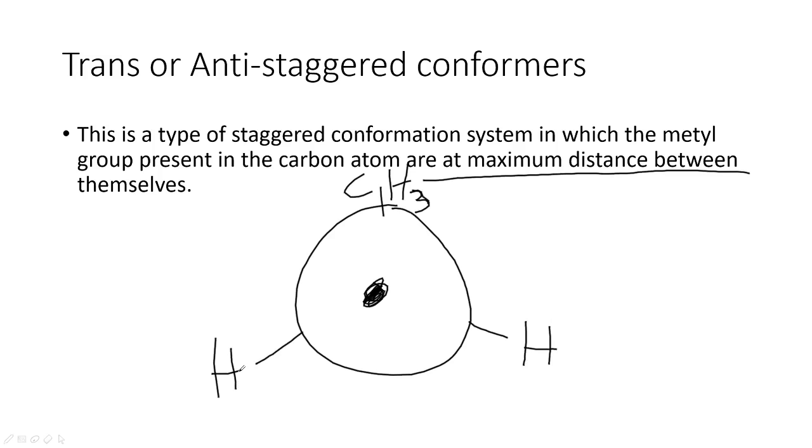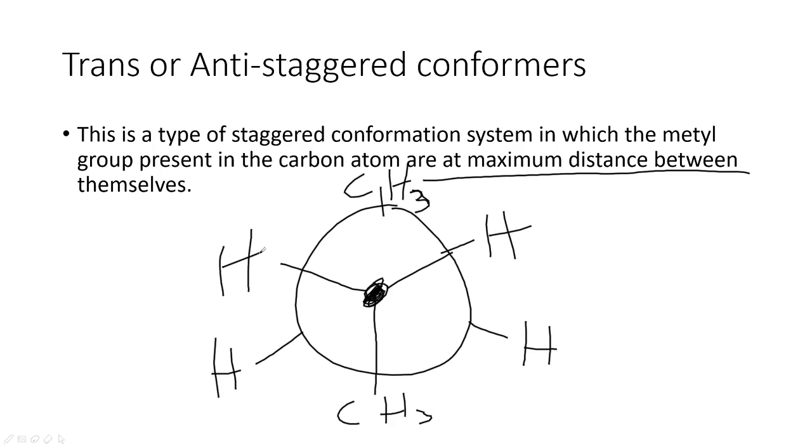Now for the second carbon, this is the methyl group. Like I said, the two methyl groups are at maximum distance. So for the two methyl groups to be at maximum distance, the hydrogen that we see here, since it's always obeying the staggered rule, will still be at maximum distance. Still obeying the staggered rule, this hydrogen will still be at maximum distance, and the methyl groups will be at maximum distance.